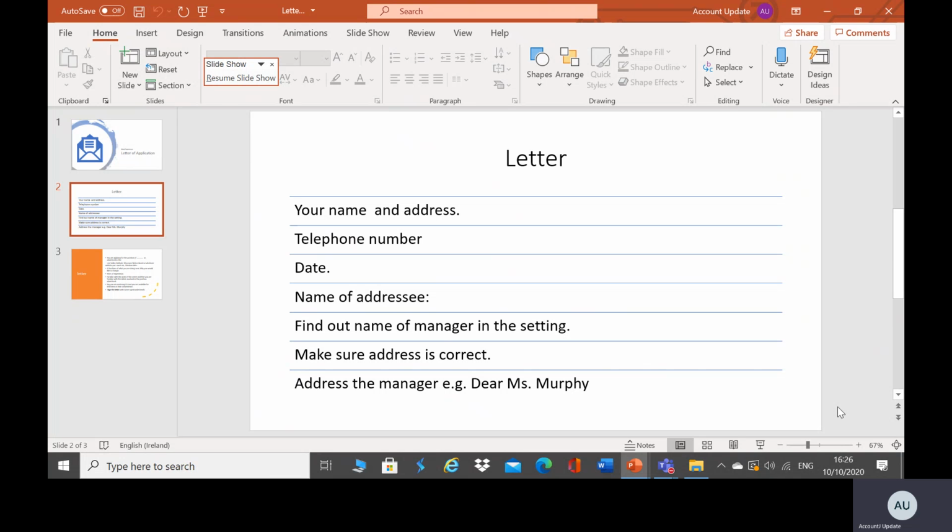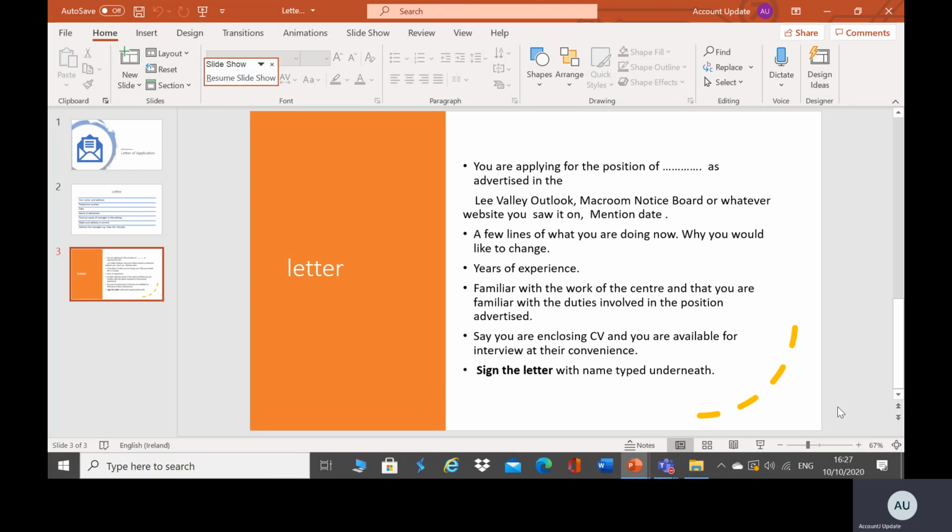Now, if you know the manager's name, you can address it to Mrs. Mary Murphy, manager of Macedon Montessori, Macroom. Make sure that you do have the name of the manager right. Make sure you do have the address right, and make sure you spell it properly. And then if you do know the manager and you're addressing the manager, you can say, Dear Ms. Murphy, or I suppose I should say Mr. Murphy, because that may be in some centres.